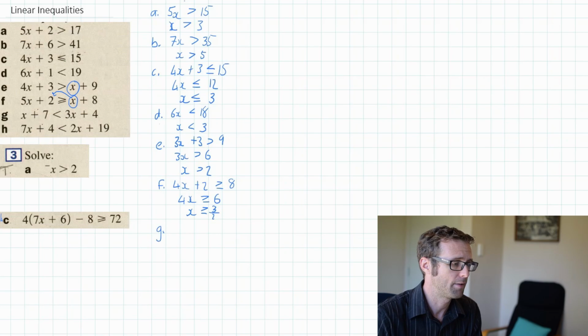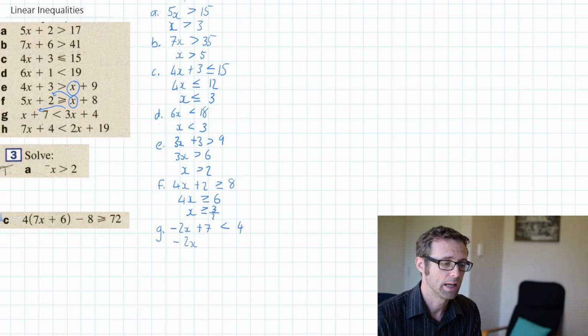Now, I've got x here, 3x here. I'm going to pull this x over here by subtracting it. So I'll first of all get a minus 2x. Plus 7 is less than 4. Minus 2x, and then I'm going to go is less than, I subtract 7 from both sides, so I get minus 3.